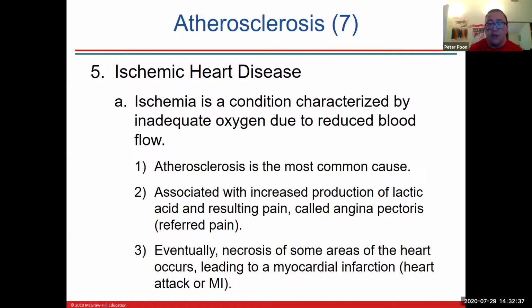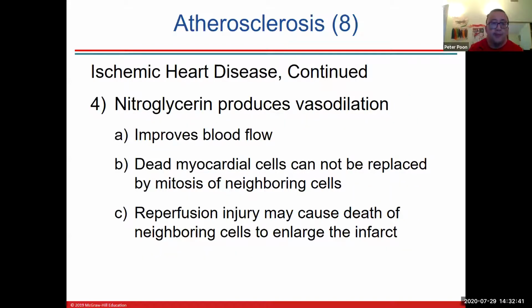Eventually, necrosis of some areas of the heart leading to a heart attack. Nitroglycerin produces vasodilation. Myocardial cells cannot be replaced by mitosis of neighboring cells. Your heart muscles do not grow very well at all. Usually that area that's damaged is scarred over by fibroblasts, but not replaced.